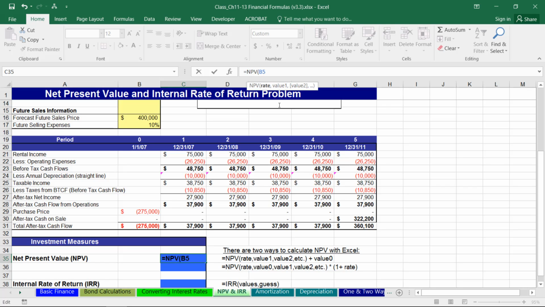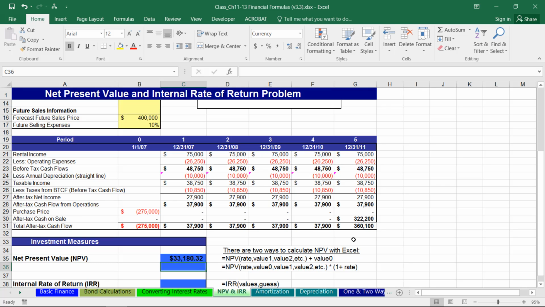And you might be able to see this better up here, comma, and then all my values. And then it says at the end, add back in value 0. That is the initial cost here. And it shows that we have a net present value of $33,180. Or remember how to turn that into dollars and cents. Control, Shift, $, and we have $33,180 and 32 cents.